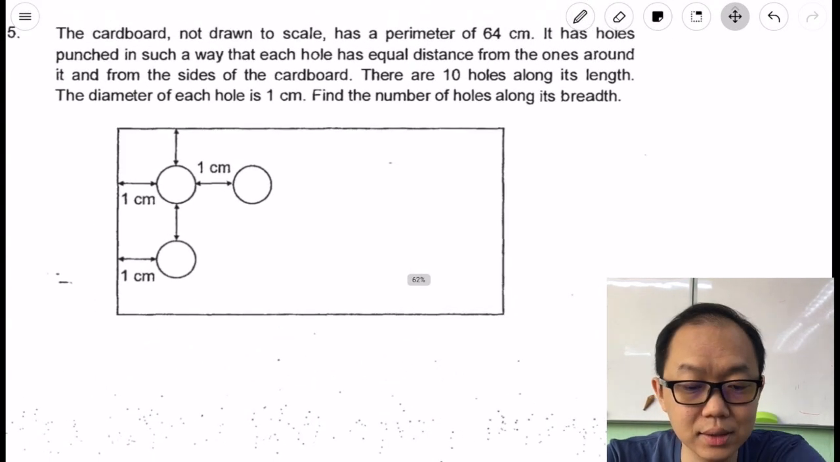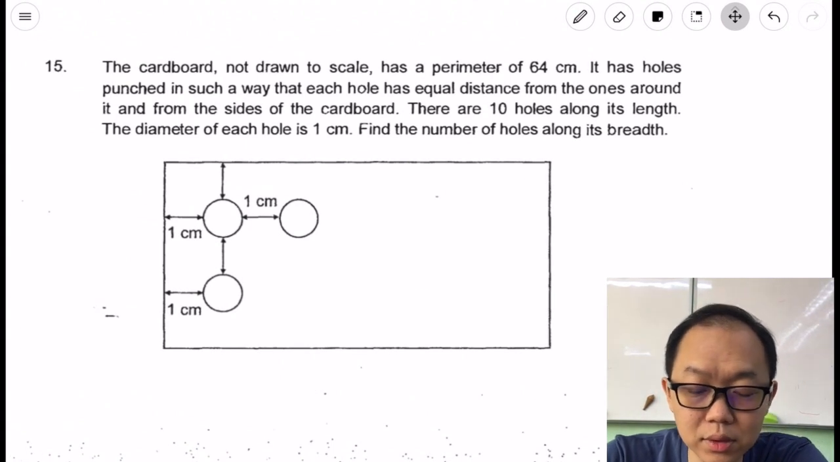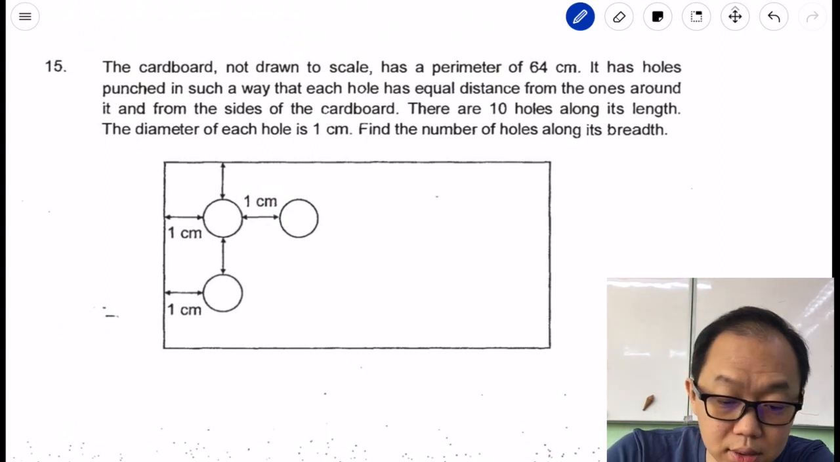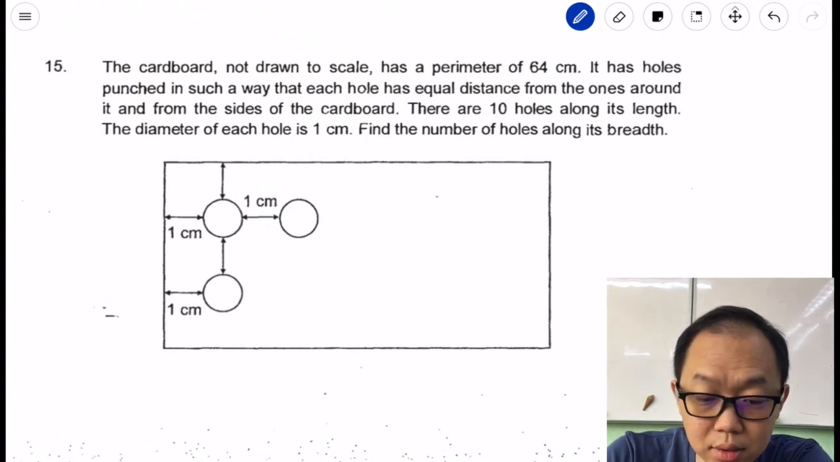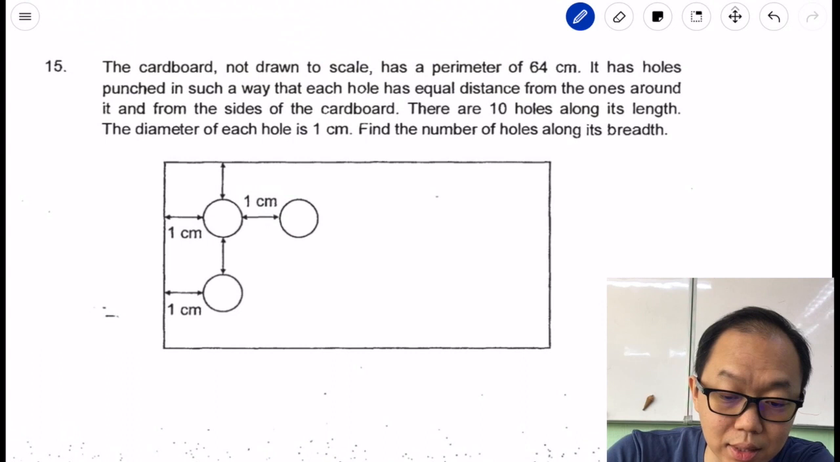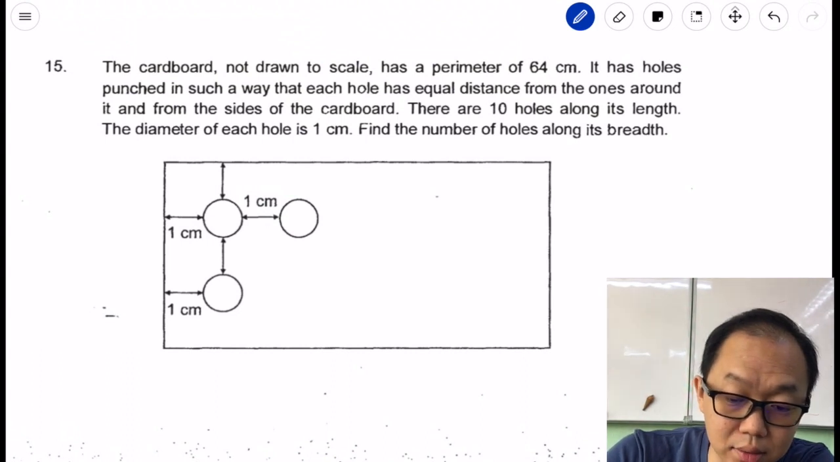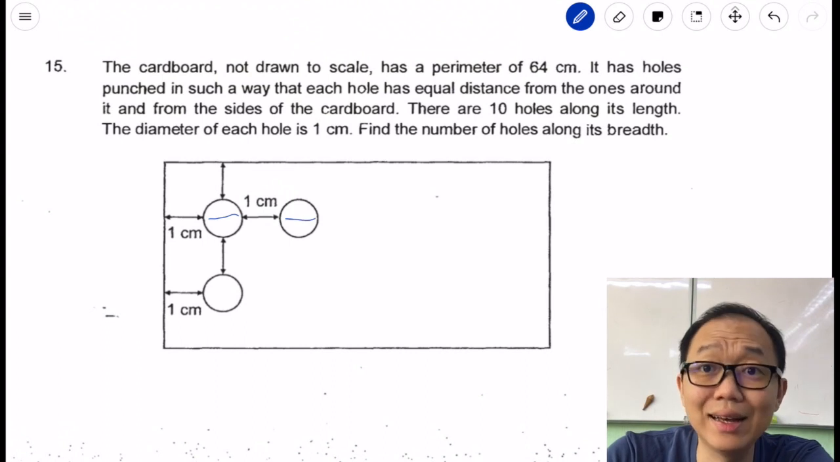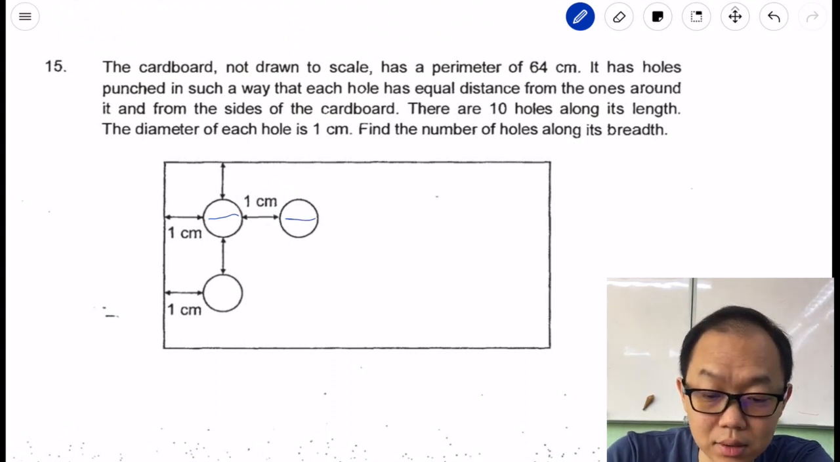Okay, find the number of holes. The cardboard is not drawn to scale, with perimeter 64, and holes punched in such a way that there are 10 holes along its length. So the diameter is 1 cm, this is 1 cm, this is 1 cm, and then there are 10 of them.